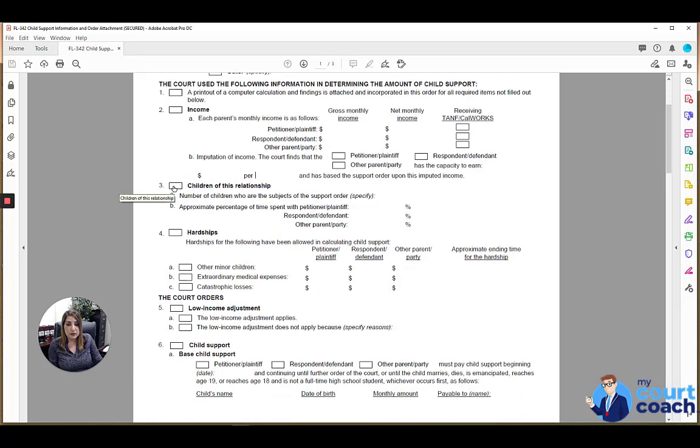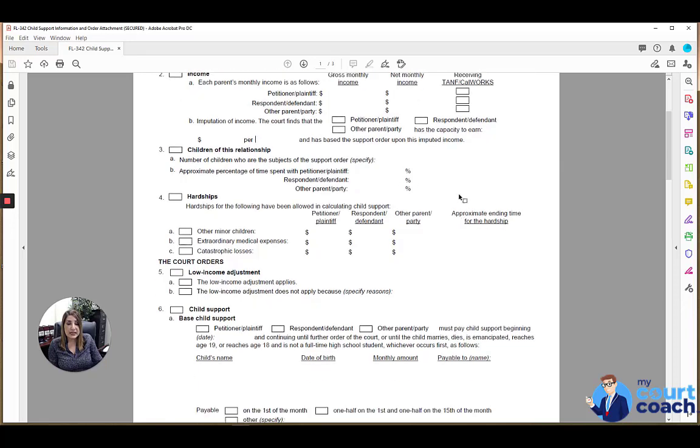You want to mark box number 3. This is the number of children who are subject to the court order. And then below that, you would list the amount of time that each parent spends with the child or children. Child support is primarily based upon income and timeshare, and that's why it's important to provide this information to the court. If the children have varying amounts of time with each parent, maybe an older child spends 20% with a parent and the younger child spends 50%, then the court is going to be able to average that out and come up with an average for each party as far as timeshare goes, and you would list that average here.